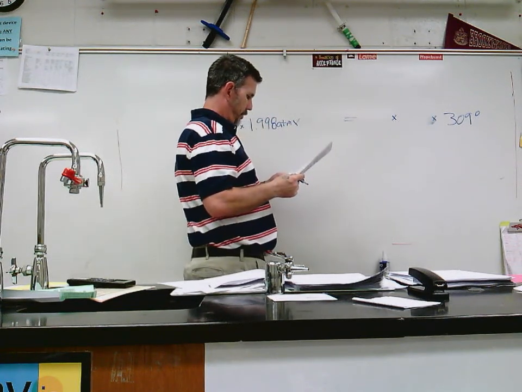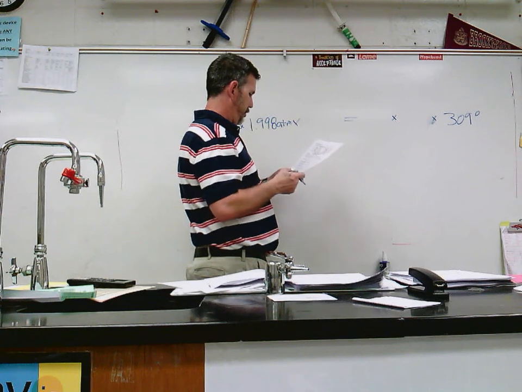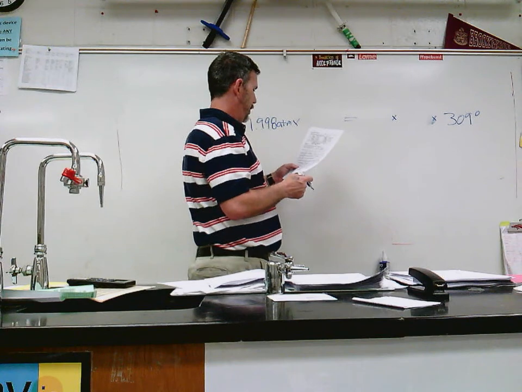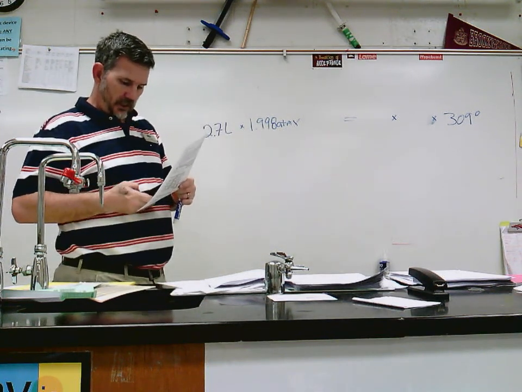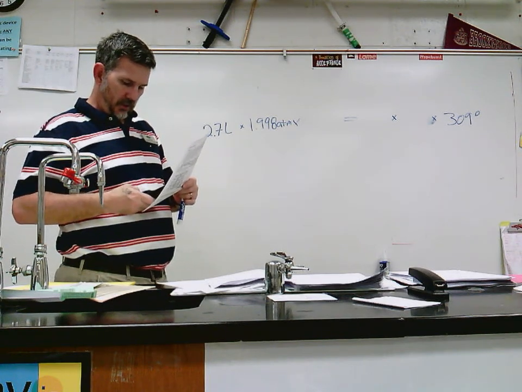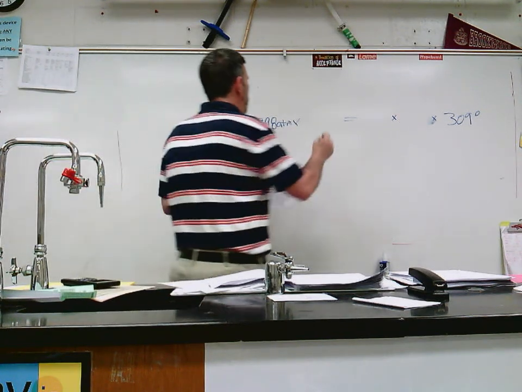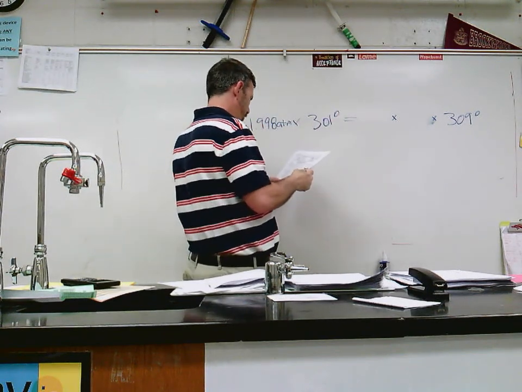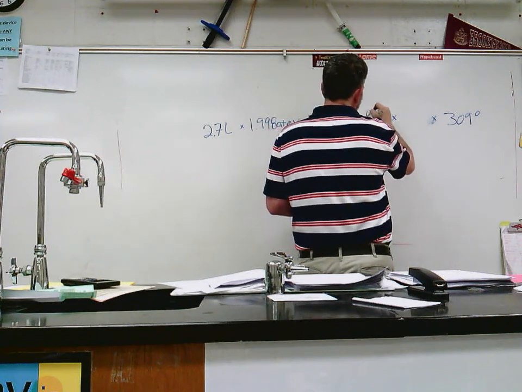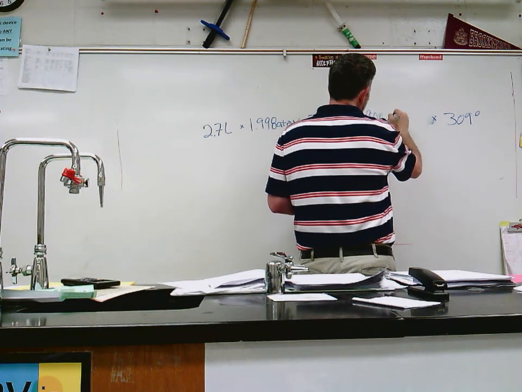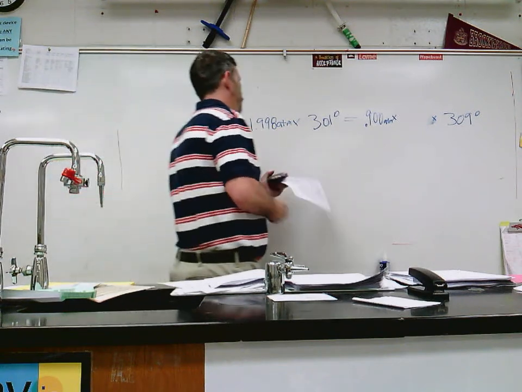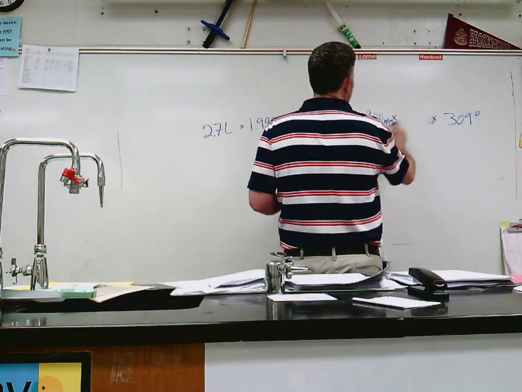Okay, so what am I at? 2.7 liters, 1.998 atmospheres, 36 degrees. 28 degrees is my T2, so 28 plus 273 equals 301 Kelvin, and released to an elevation of 0.9 atmospheres. Looks like a combined gas law problem. So what am I solving for? Oh, volume.